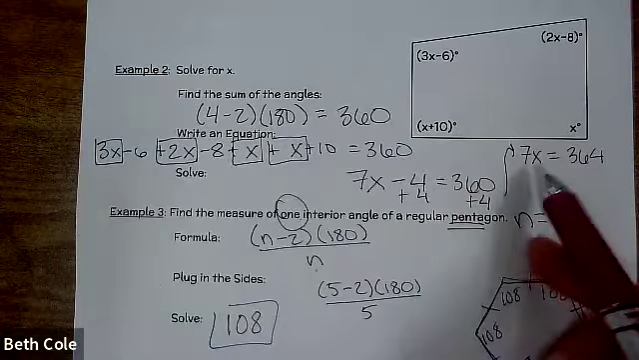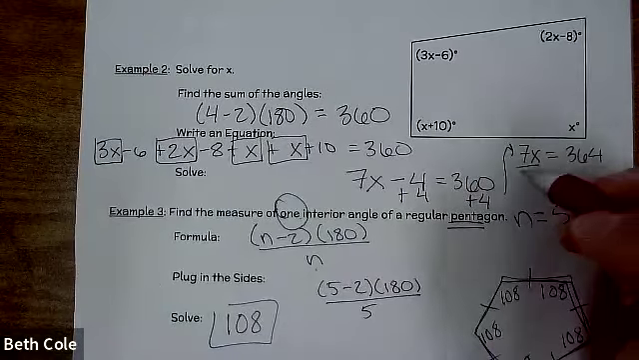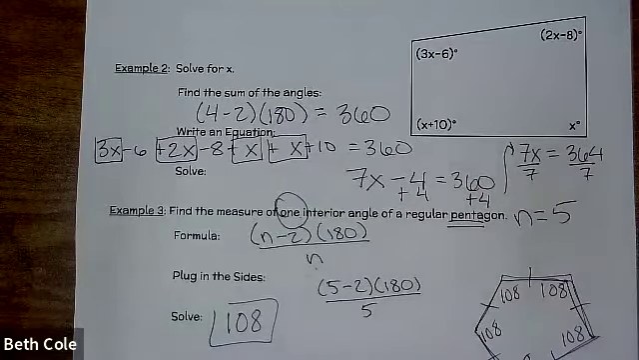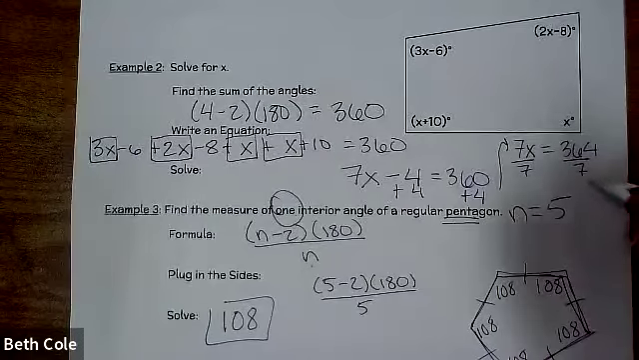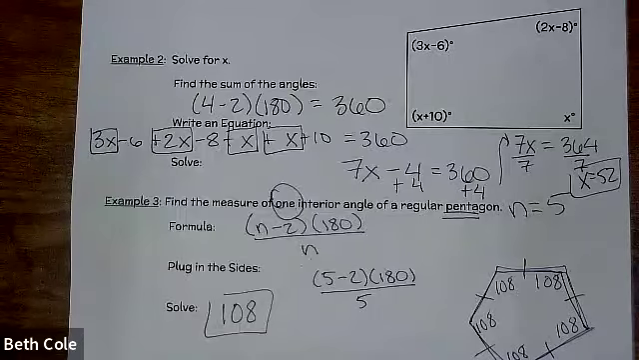And then what's your last step? How would you get rid of the 7 there? Yeah, divide by 7. I don't know what 364 divided by 7 is, so hold on. 364 divided by 7. I got 52. So x is 52. Cool.